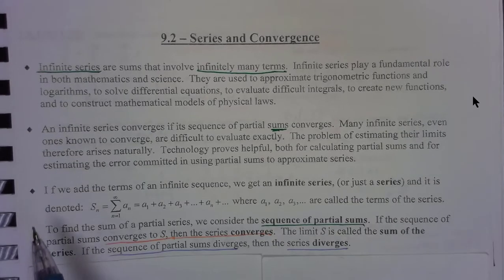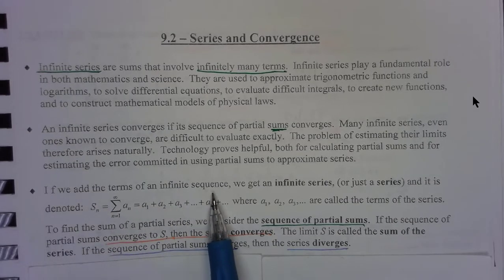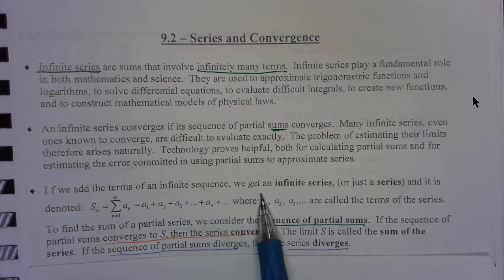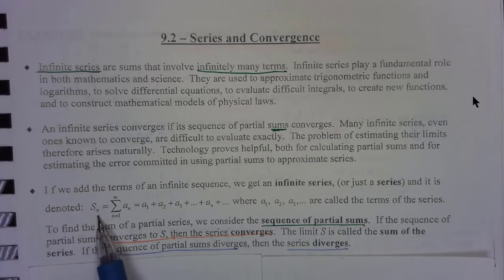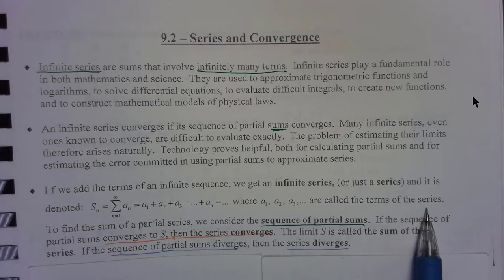series. If we add the terms of an infinite sequence, remember sequences are separated by commas, we get an infinite series, or just a series as we call it. It is denoted the sum of a_n, as n goes from 1 to infinity, and is the first term plus the second term plus the third term, all the way up to the nth term, where a_1, a_2, a_3, and so forth are called the terms of the series.